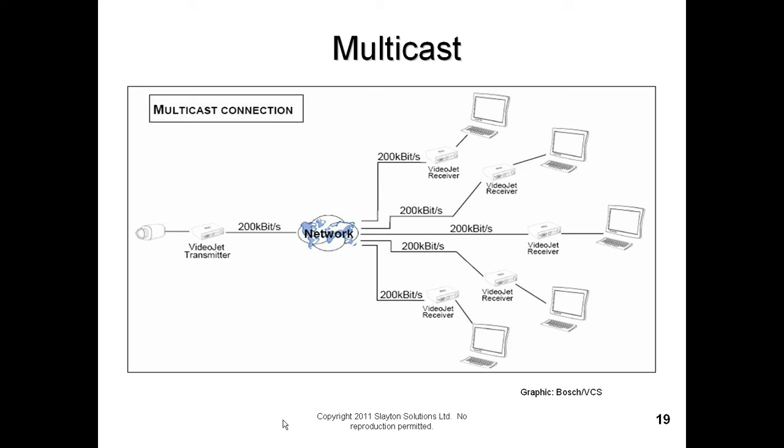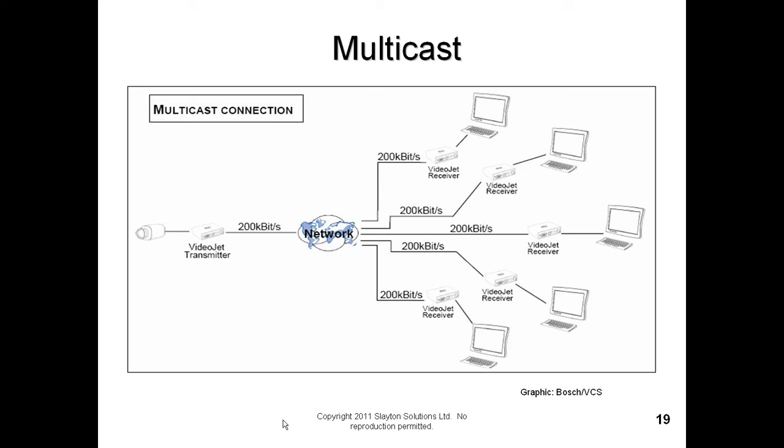So here you see what multicast is going to look like in one example. Our VideoJet video encoder is putting out a 200 kilobit video stream. It goes into the network one time, and then the network distributes it to the authorized users. And we could have hundreds of users viewing the same video stream.